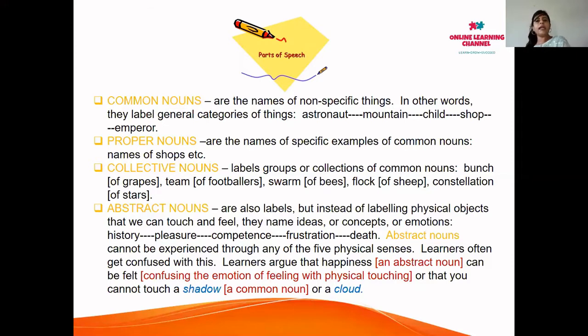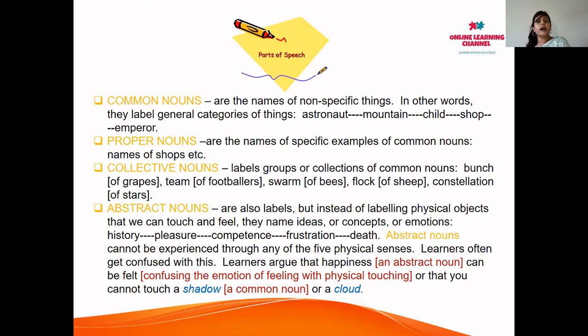Collective nouns label groups or collections of common nouns. Example, a bunch of grapes, team of footballers, swarm of bees, flock of sheep, and a constellation of stars.